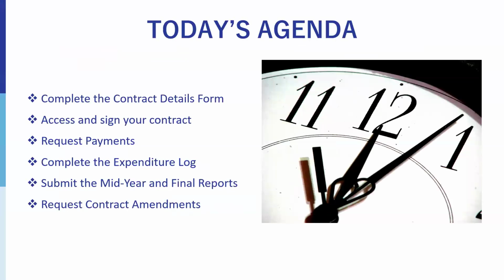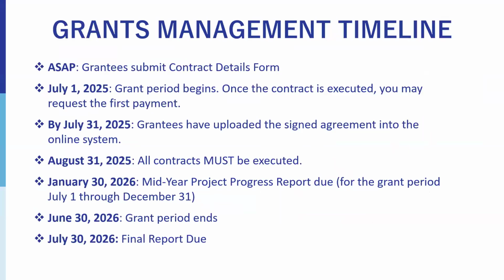Today, we are going to cover what you need to know about managing your general program support or specific cultural project grant from the Division of Arts and Culture. This includes how to do your contract, how to amend your contract, how to request funds, how to document those funds, and how to do those required reports.